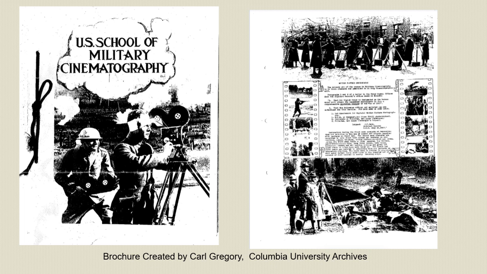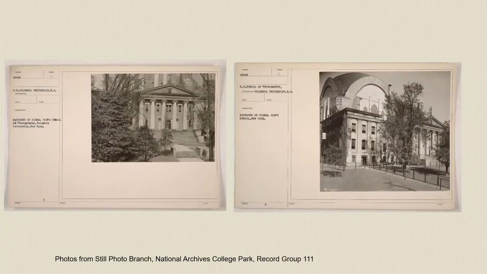As they branched out to include the still photo unit, they felt the name change was in order to reflect this. Training for the recruits, as previously mentioned, was held at Columbia University in New York. Here you see views of some of the buildings used and were transitioned for barracks for the recruits.